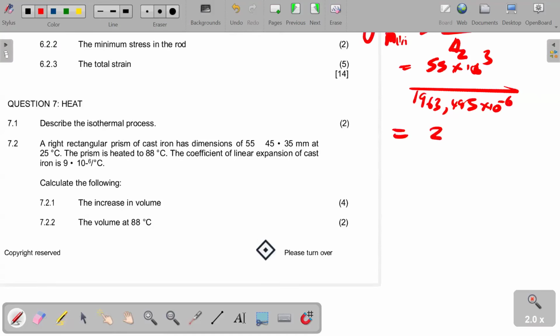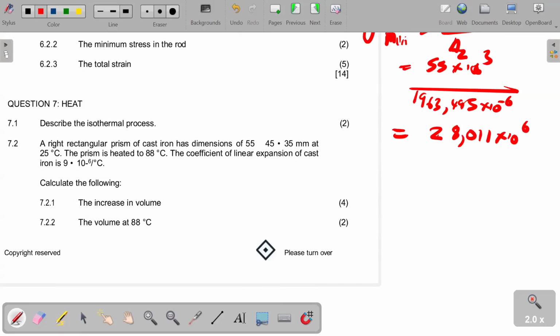that's 28,011,000. So let's just write it directly as 28.011 times 10 to the power of 6. That's our stress there. Okay.